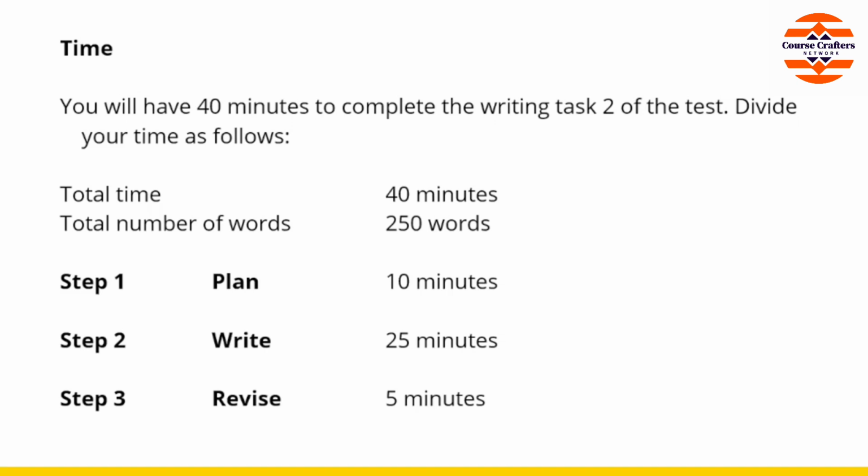Step 1 is planning your essay, for which you should spend about 10 minutes. Step 2 is writing your essay. You should leave at least 25 minutes for this process. And the last step, Step 3, is revising your essay, and for that you should spend at least 5 minutes. And just like before, you would have to go back, read again, and revise. But we'll discuss these steps in our following slides.